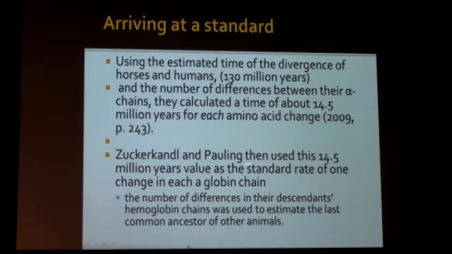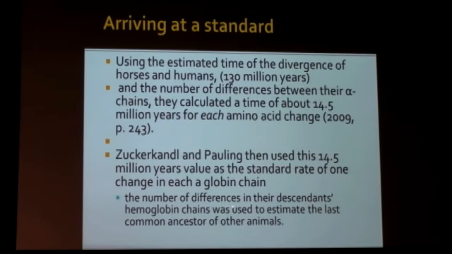So he became very militant in this, very involved. He got a second Nobel Prize for Peace for doing this work. Well, in doing this work, he and his student, Zuckerkandl, I guess you pronounce his name, from Germany, used 14.5 million years as the standard rate of one change of each globin chain.